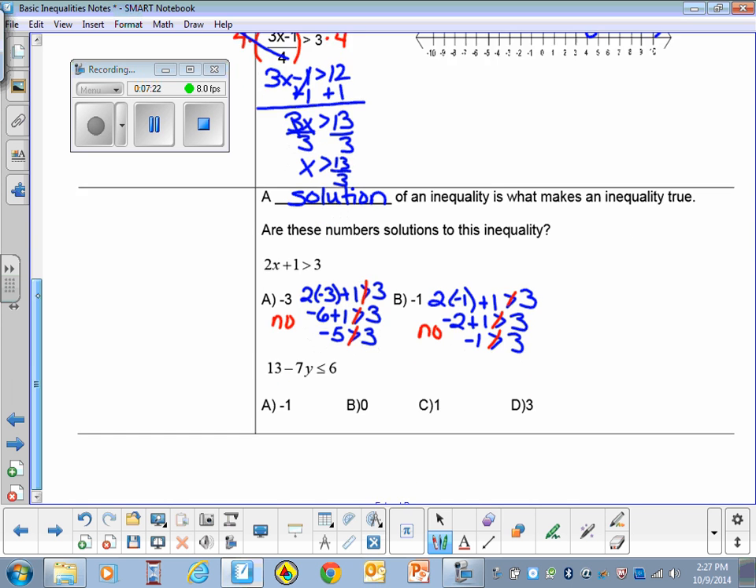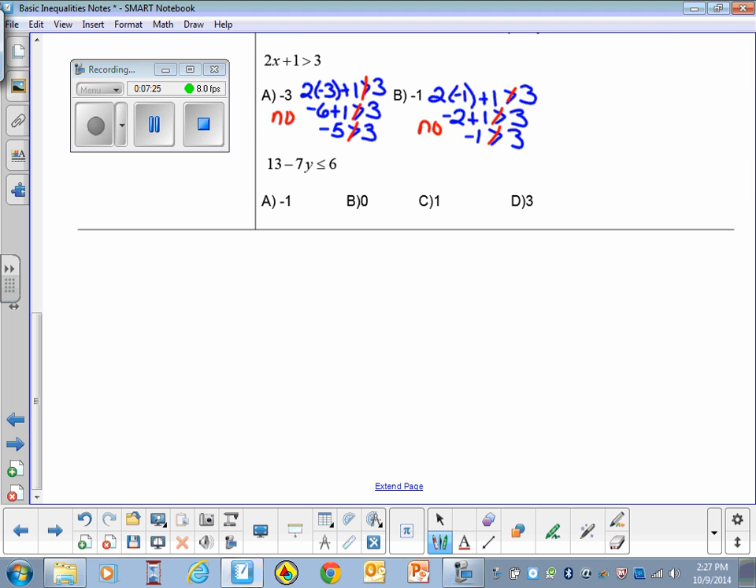Okay, let's try some other numbers. Let's see. 13 minus 7 times negative 1 less than or equal to 6. So 13 plus 7 less than or equal to 6. 20 less than or equal to 6. No. 13 minus 7 times 0 less than or equal to 6. 13 minus 0. 13 less than or equal to 6. Another no.